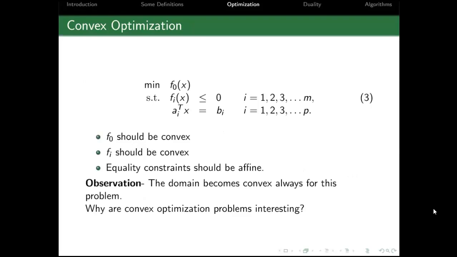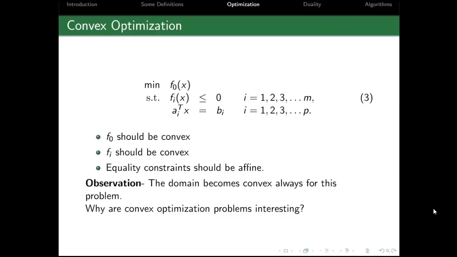An optimization problem which satisfies the given three conditions is known as a convex optimization problem. So first, f_0, the objective function, should be convex. Then the inequality constraints f_i should also be convex, and the equality constraint should be affine. When I say affine, it should be of the form a_i transpose x equal to b_i. So one can observe that the domain has become a convex set right now. So the inequality constraints represent a sub-level set of a convex function, so it is a convex set, and a convex set intersection with an affine function is a convex set.